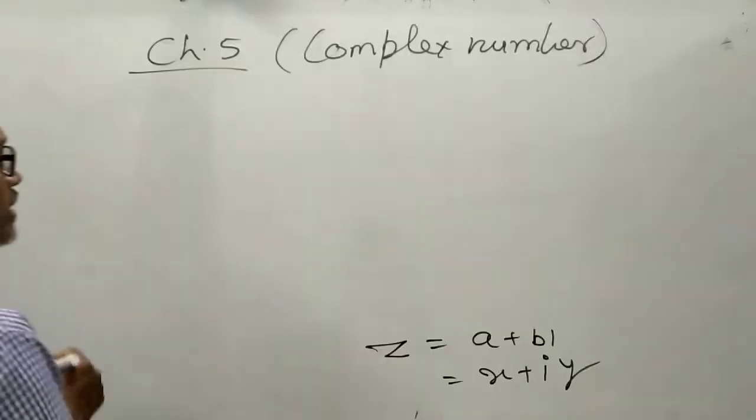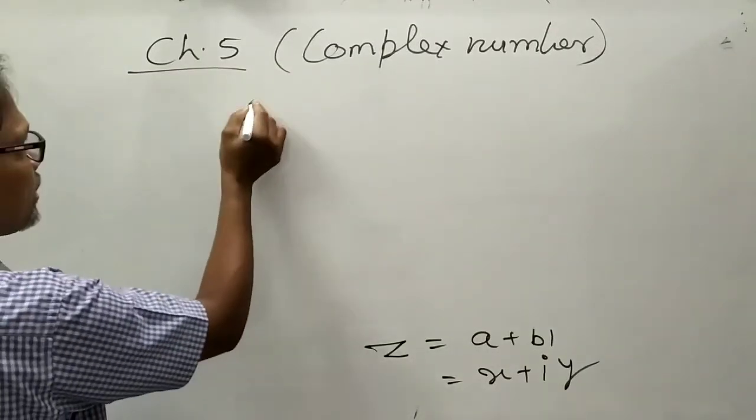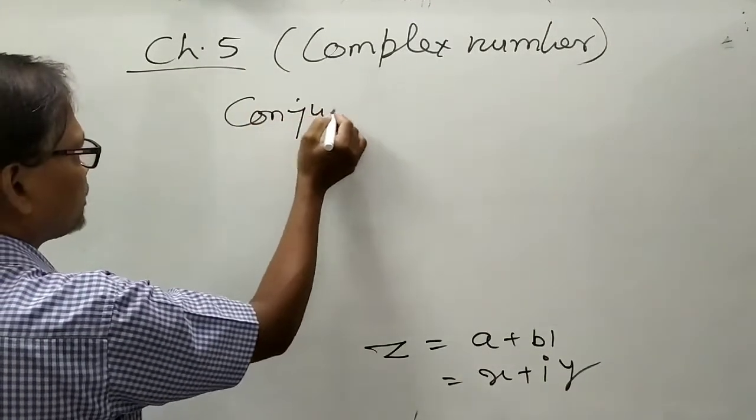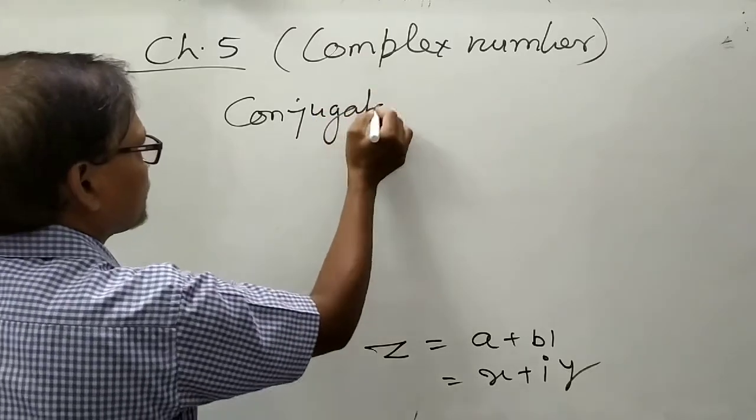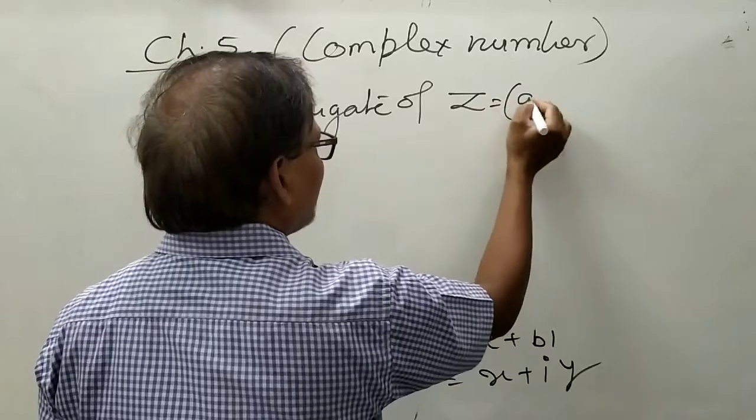Then one more thing, that is called the conjugate of the number. अभी हम बताएंगे, पहले एक छोटी सी प्रॉपर्टी, conjugate of z. z means a plus ib.